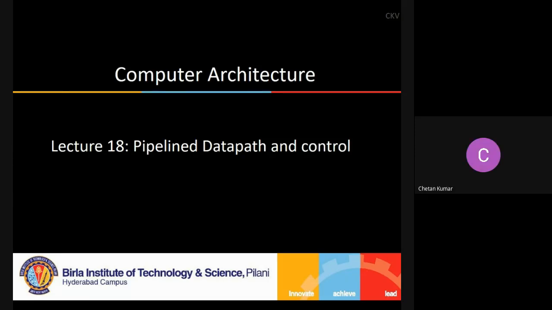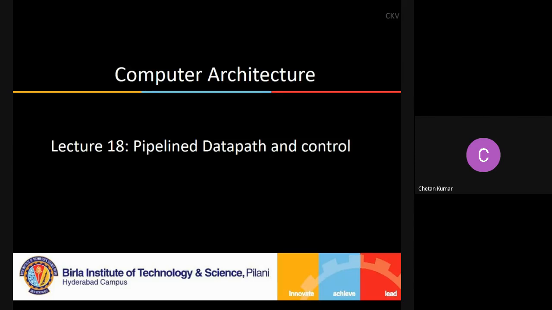Okay, so let us start today's lecture. I think this will be the last lecture before your midterms. After this lecture, we'll be meeting for a lecture only after the midterm. So today we'll be talking about the pipeline data path and control.